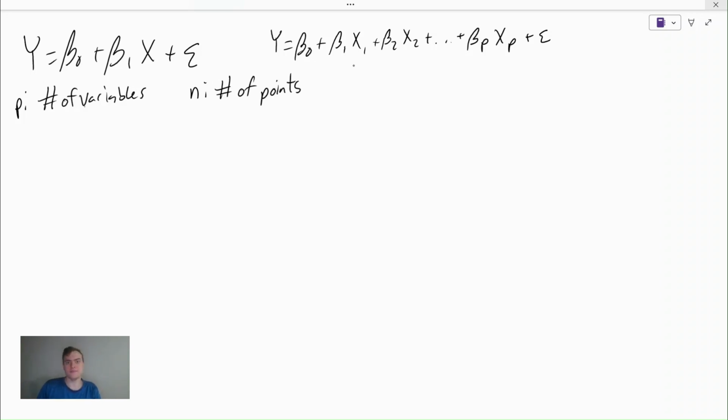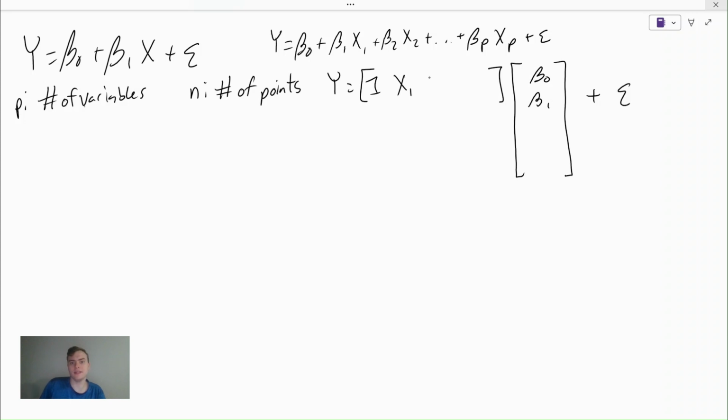right? And so we can rewrite this equation in matrix form because that's going to be easier now that we have more variables. So we're going to have two vectors multiplied together and then this eps on the end. So we want 1 times beta 0, and then x1 times beta 1, and then x2 times beta 2, all the way to xp times beta p, right?